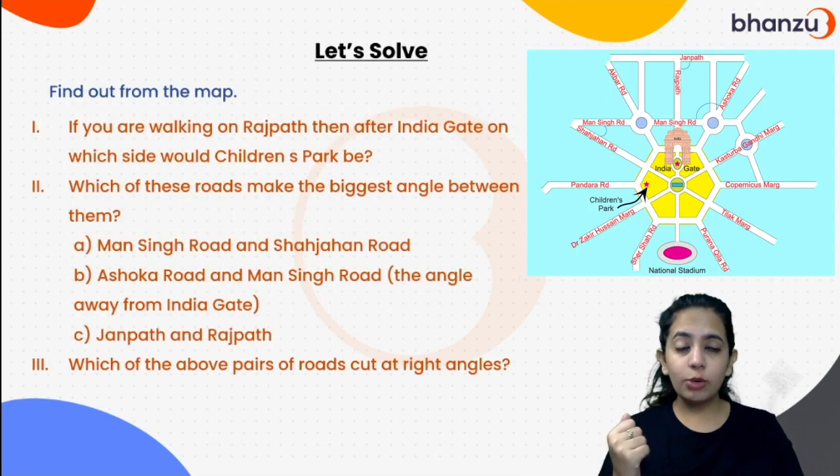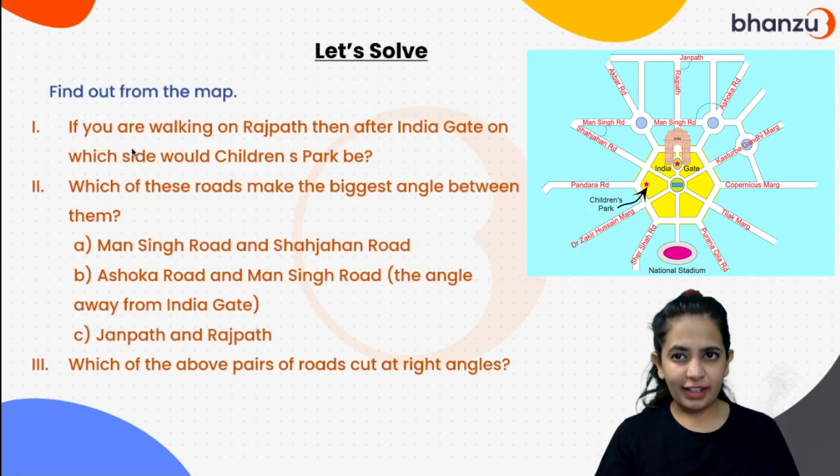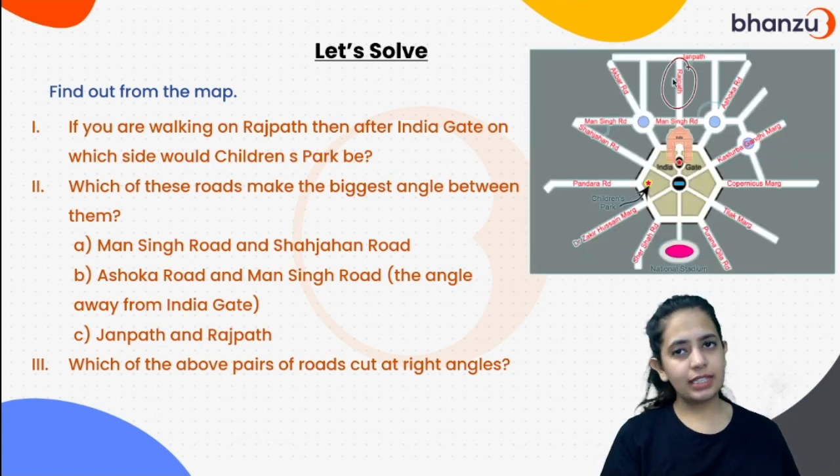Alright, now let's practice a few more questions. So the very first question over here is, if you are walking on Rajpath, then after India Gate, on which side would Children's Park be? So where is Rajpath? This is the Rajpath road, okay? You are, suppose you're traveling on this road.